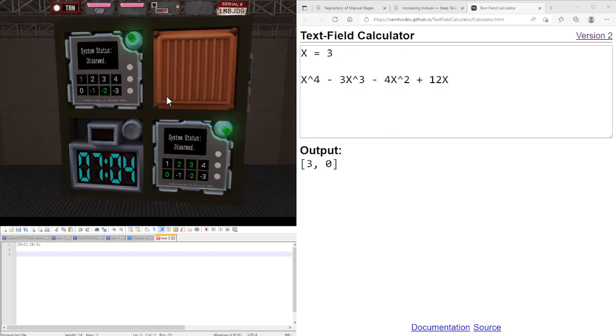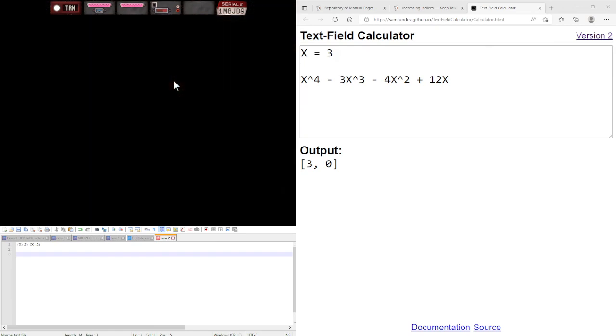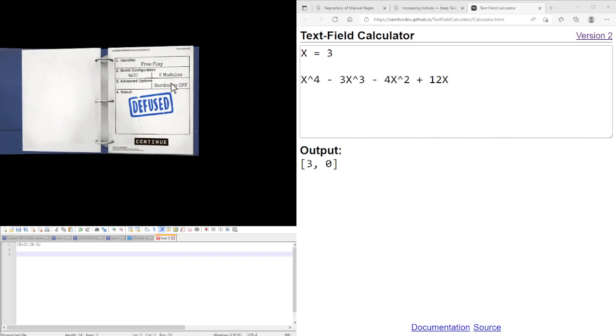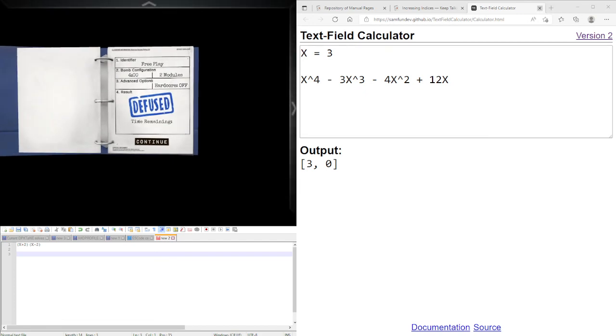So, now you know a method of doing increasing indices. There are many other methods of doing increasing indices, but this is the one I find simplest to do.